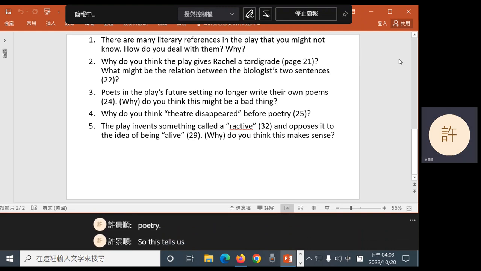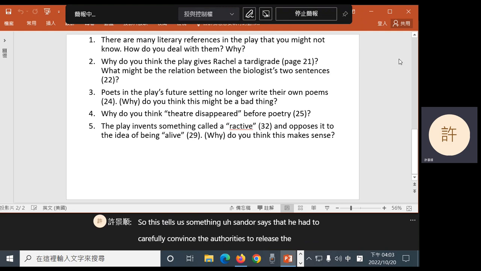So this tells us something. Sandor says that he had to carefully convince the authorities to release the works of Shakespeare. So this tells us that some literature is available, but other literature is not. And when I ask group three why, group three says, well, maybe the unavailable literature is considered too dangerous. Maybe it might have too much information, might lead people to be less controllable. I think another way to say this is that maybe that kind of literature would be more able to get people to think about their lives and realize how little life they actually have. That also is a kind of information.